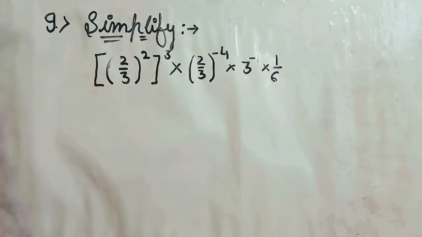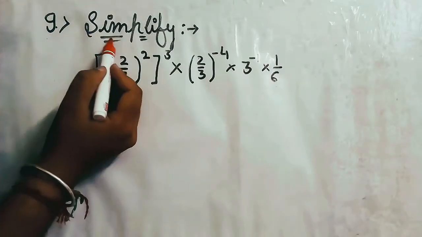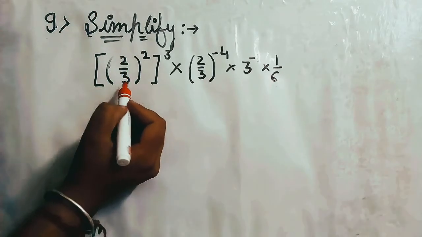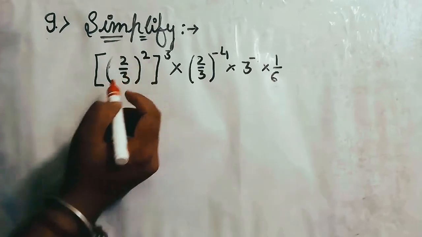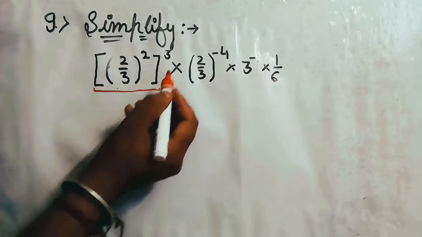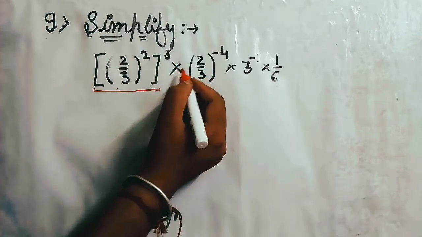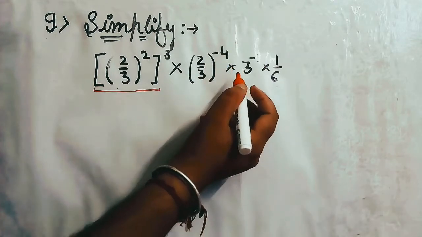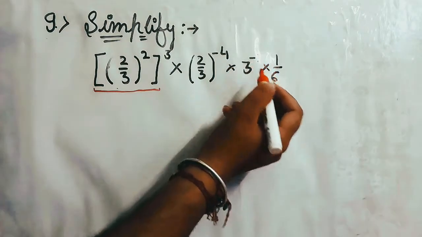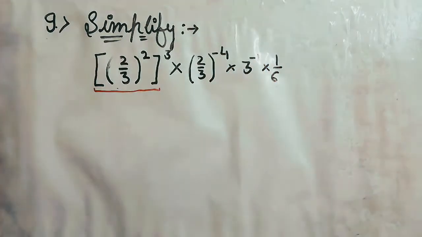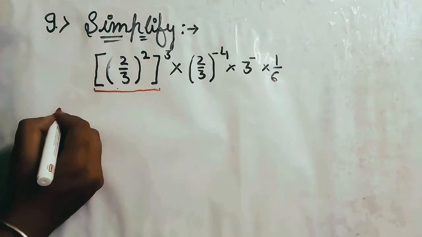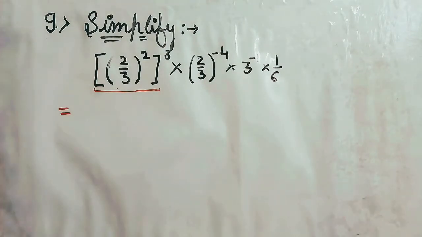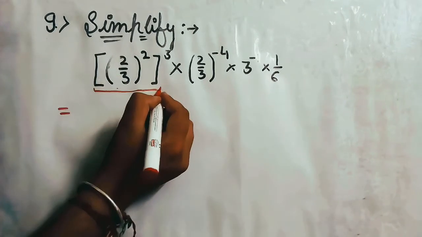It is: simplify (2 upon 3) whole raised to power 2 and whole raised to power 3, multiplied by (2 upon 3) whole raised to power minus 4, multiplied by 3 raised to power minus 1, multiplied by 1 upon 6. So this will be equal to, now simplify each and every part separately.